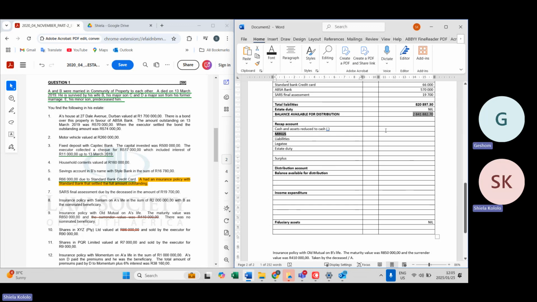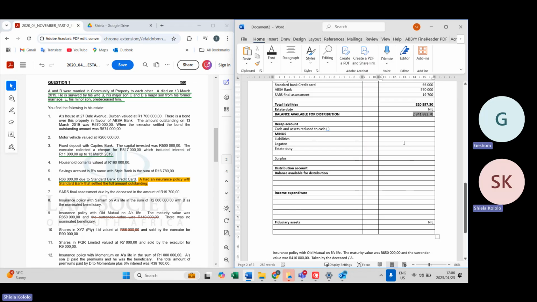So you're going to take that. Remember, you would have calculated your claims in favor of the estate total, and then you take your liabilities, which is what you got here, the amount of liability, the 820. Yes, the one that you got here, and then you put it here.